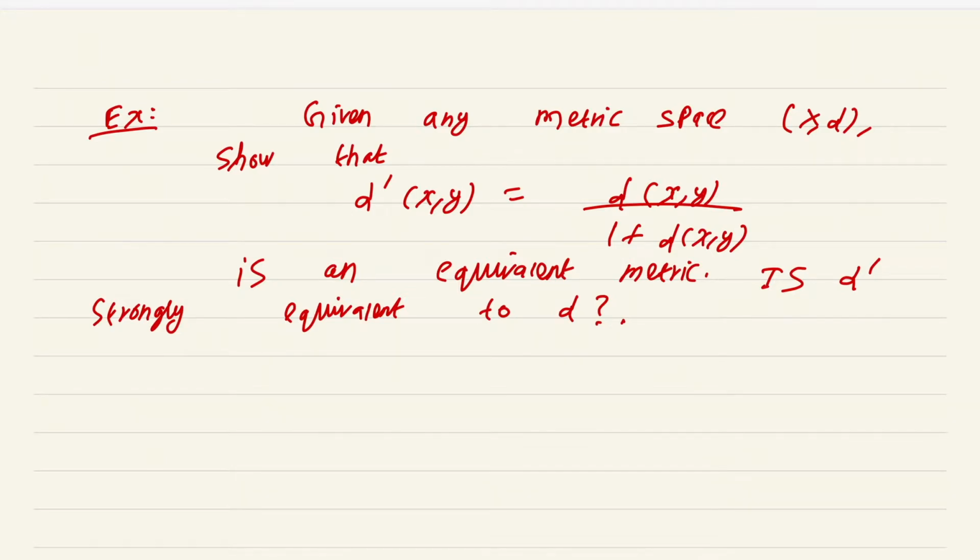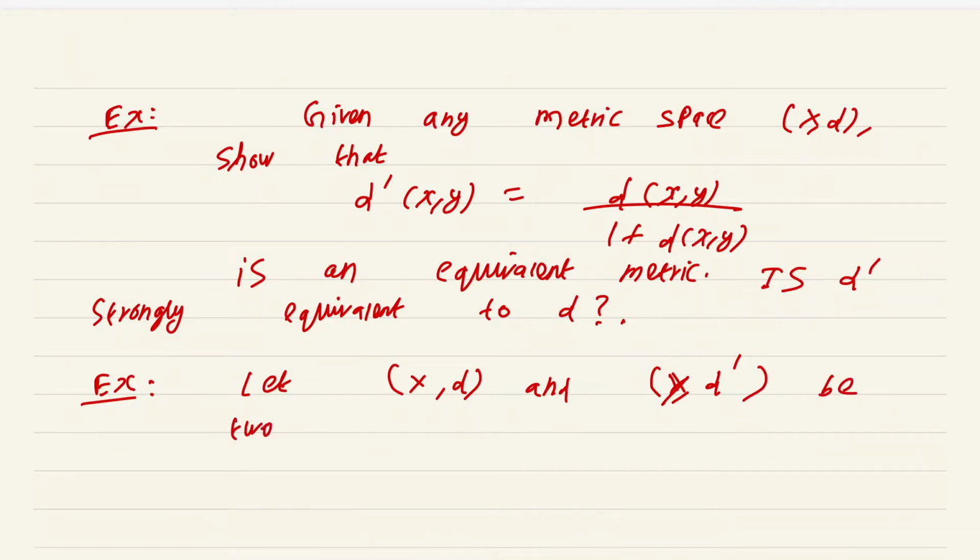Okay, now let's see a concrete example. Rather, I will leave it as an exercise to you. Exercise again. Let (X, d) and (Y, d prime) be two metric spaces.